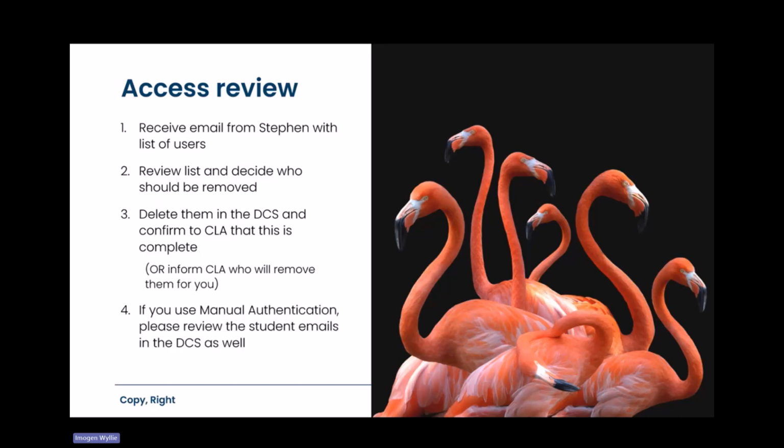I should say this will include DCS users, so library users and lecturers, because they're in the main system, in the main spreadsheet. If you use manual authentication, so that's where you put the student emails in and then they can log in to access content, do review those in the DCS as well. Is there anyone there who perhaps has got to the end of the course and left?